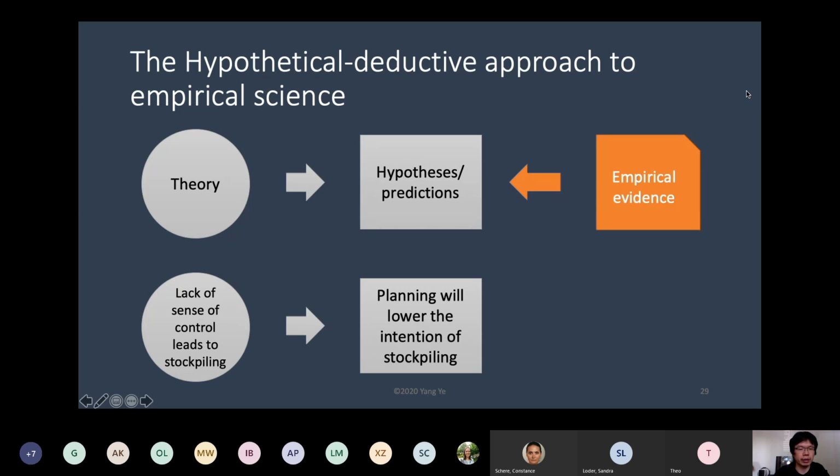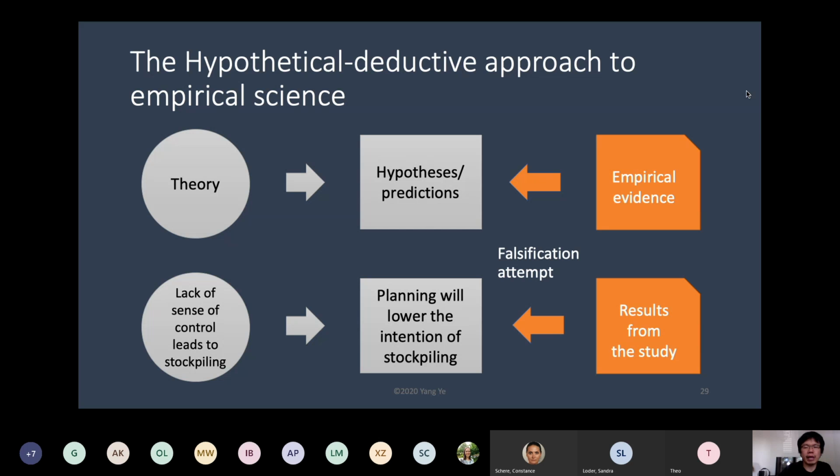So in the previous examples I gave, my theory is that lack of sense of control leads to panic and then there's stockpiling. So the hypothesis becomes, if we use planning to regain sense of control, we will lower how much people want to stockpile. And we have results from the studies, right? So the key is, how does this empirical evidence interact with these hypotheses? The key term here is falsification, which means that the evidence and results, the empirical evidence, are always trying to falsify the hypothesis. That's one of the key components of the whole approach, and if you understand that, the approach becomes easier to understand.